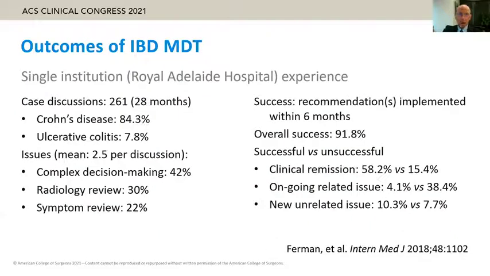So what outcomes can be expected from a discussion? Well, we have 3 centers, one from Australia, where they looked at 261 cases over more than 2 years. The majority were Crohn's disease. On average, 2 or 3 issues were discussed per MDT, and most of these focused on complex decision-making, review of radiology images, or discussing new or worsening symptoms.